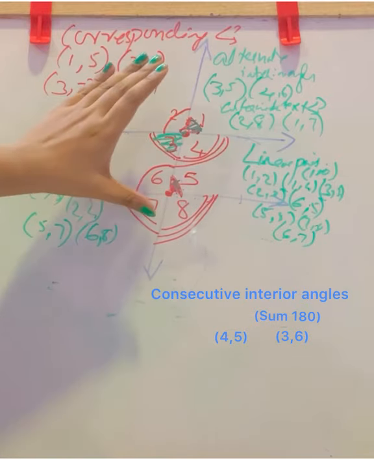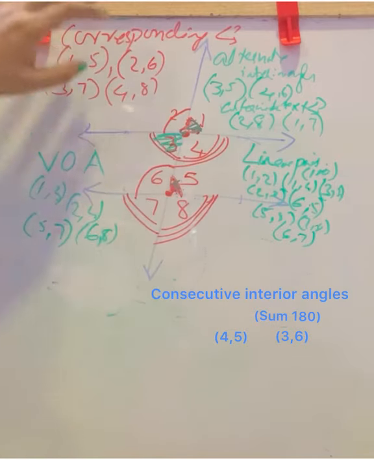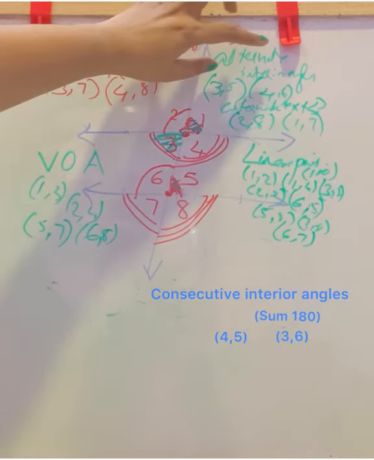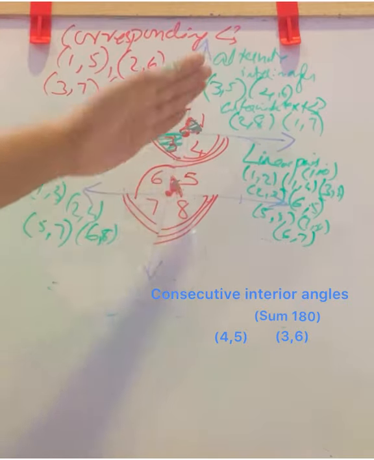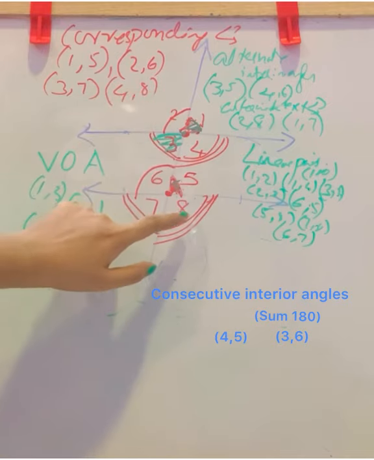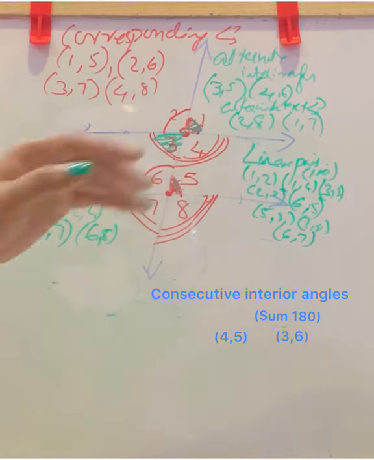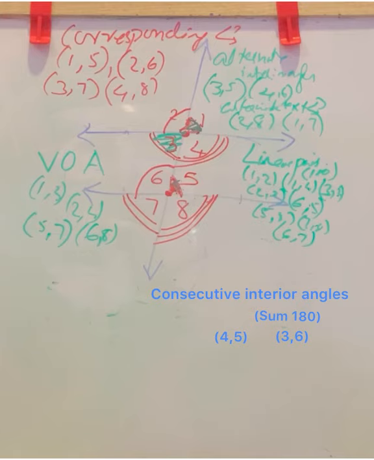Now we have here 8 angles and corresponding angle pairs are there, they are equal. Alternate interior angles are there, they are equal. Alternate exterior angles are there, they are equal. Vertical opposite angles are there, they are equal. Linear pairs are there, their sum is 180. Consecutive interior angles are there, their sum is also 180.